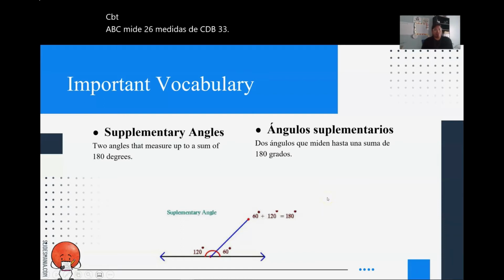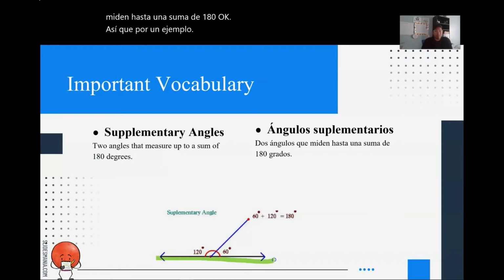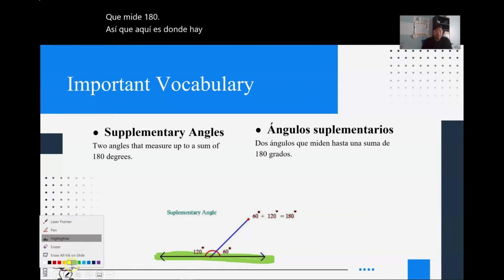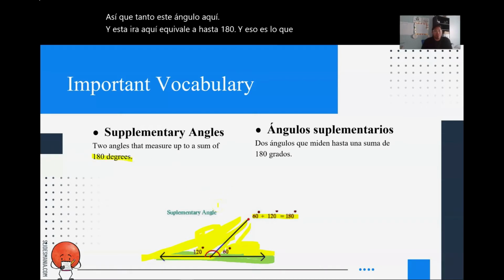What is supplementary angles? These are two angles that measure up to a sum of 180. Okay? So for an example, here is the line which measures 180. Okay? So here is where there's one angle right here. Oh, that's green. Right here. So this whole thing, and this one right here that measures 60. 60 plus 120 equals 180. So both this angle right here and this angle right here equal up to 180. And that's what supplementary means. When two angles equal up to 180.